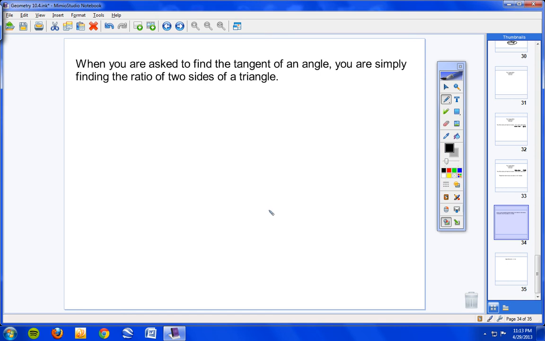Whenever you are asked to find the tangent of an angle, you are simply finding the ratio, that means a fraction, the ratio of 2 sides of a triangle. It's that simple, okay? In fact, you need the formula. So I'm going to go ahead and give the formula right now. Write this down. When I ask you to find the tangent of an angle, we're going to call it angle X. Go ahead and put a degree symbol right there.